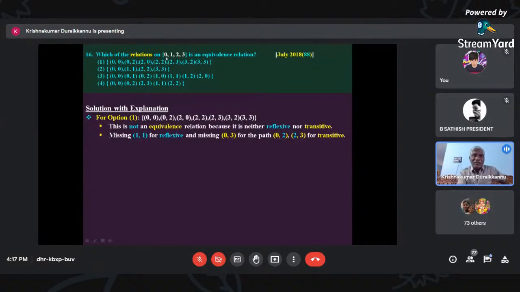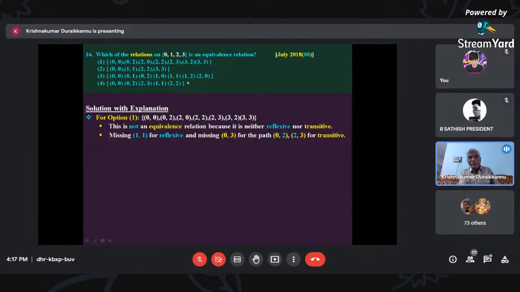So reflexive is nothing but (0,0), (1,1), (2,2), (3,3). When these elements are available in a relation, that relation is reflexive. Here (0,0) is available, (1,1) is not available, (2,2) is available, (3,3) is available. Since (1,1) is not available, it is not reflexive. This is not an equivalence relation because it is neither reflexive nor transitive. (1,1) is missing for reflexivity.